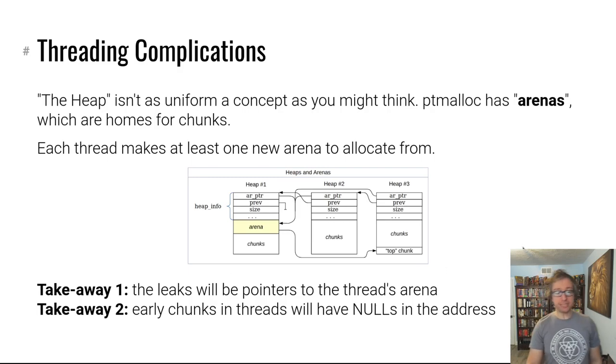So the first takeaway is that the leaks you might get out of a heap misuse, the tcache forward pointer leak, is going to be a pointer to the thread's arena. Takeaway two is a pointer to a chunk in the thread's arena, to somewhere inside it. And then, two, early chunks in those threads will have nulls in the addresses. Let's take a look at why this is.